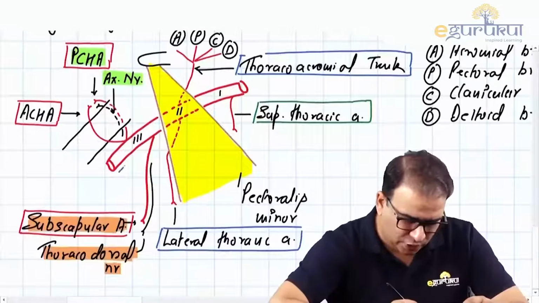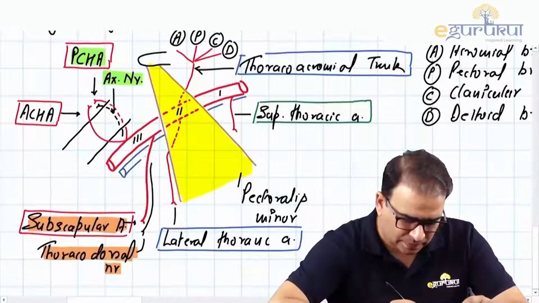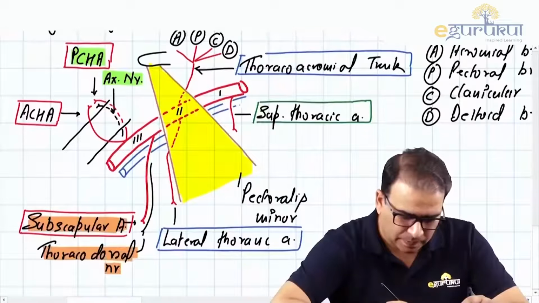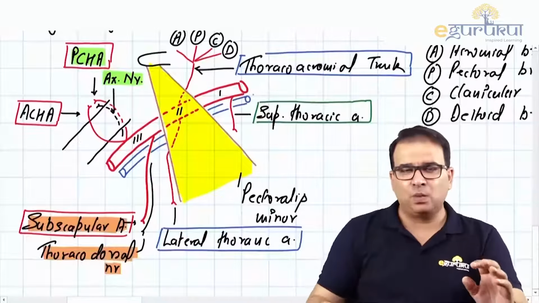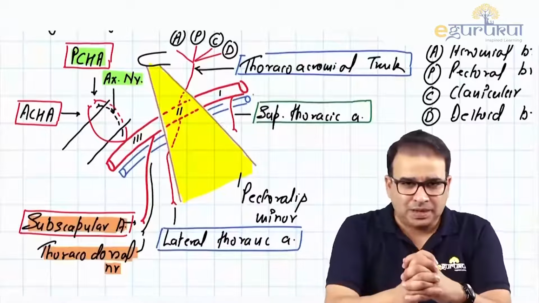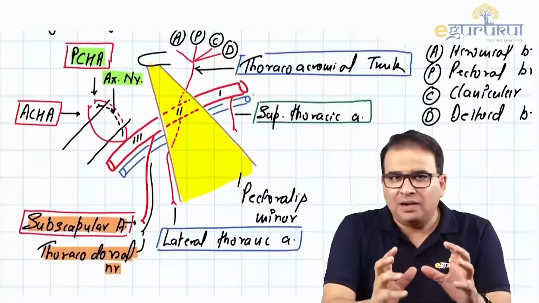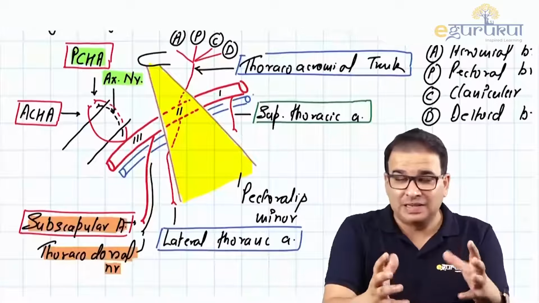I'm just doing it for your orientation sake like this. Axillary vein will be running in this manner. Just keep it in mind that one constant medial relation of the axillary artery will be the axillary vein. And people do have a little difficulty in remembering the relations of the axillary artery.